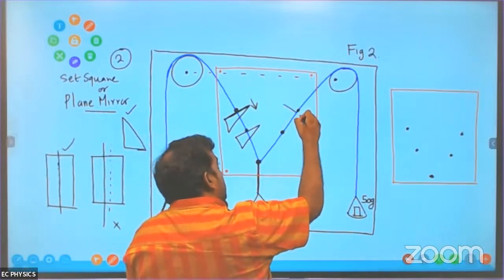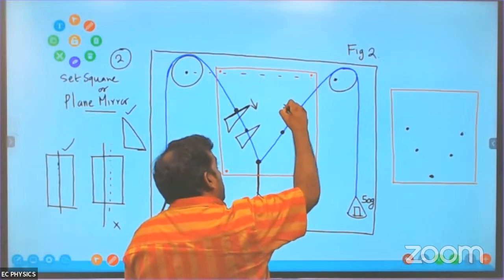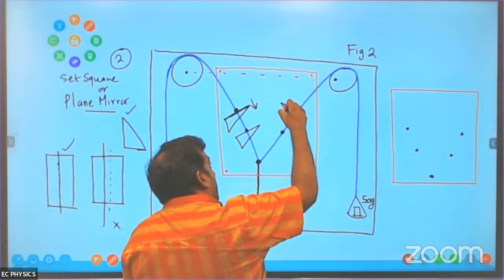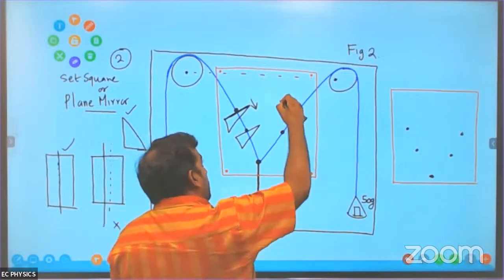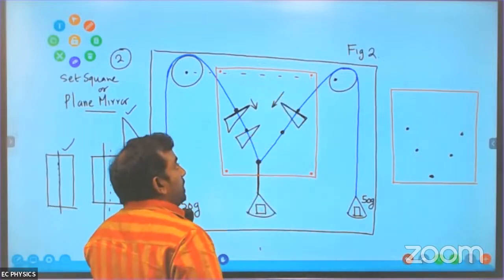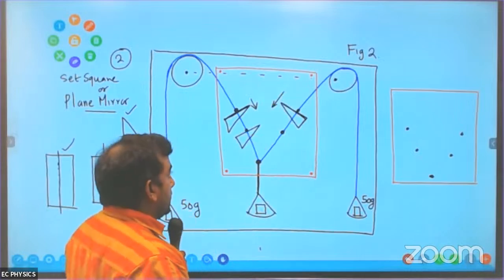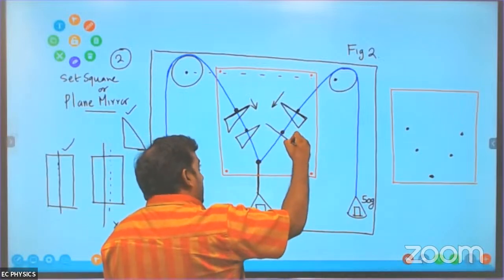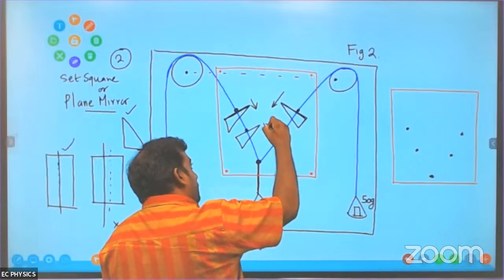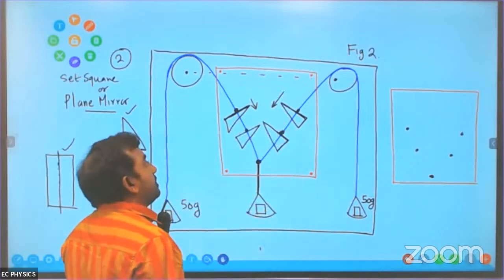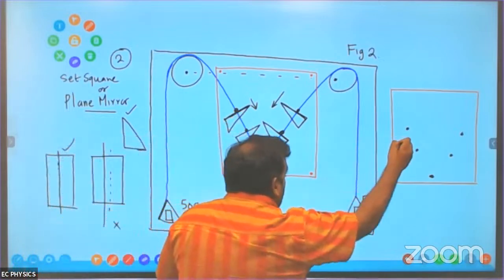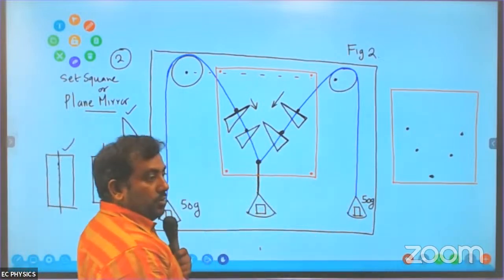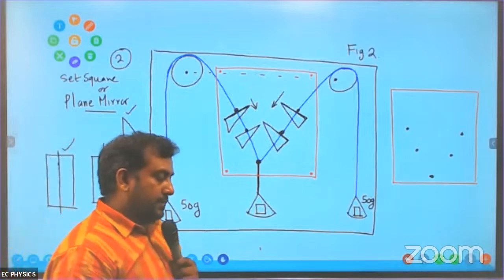Same way, place the set square perpendicular to the string. Move the set square. Once it reaches here, place it back again. Therefore, you get the same points there. Okay, no? Put a sign, right?